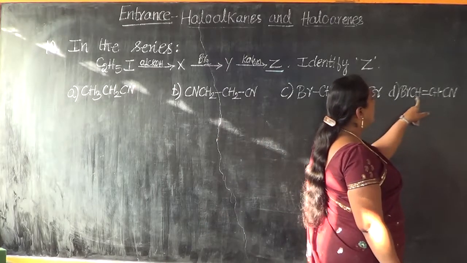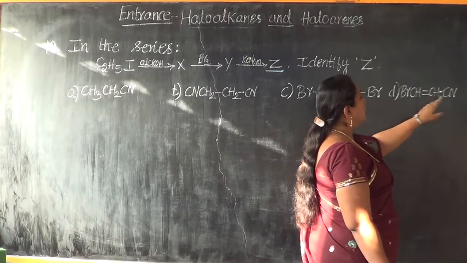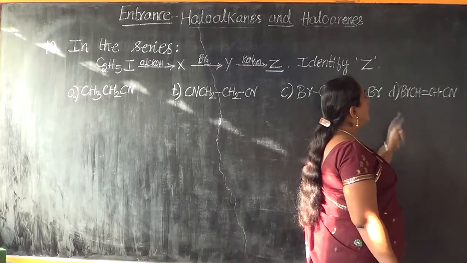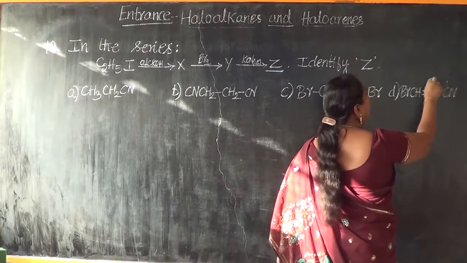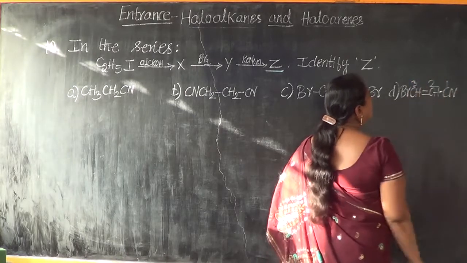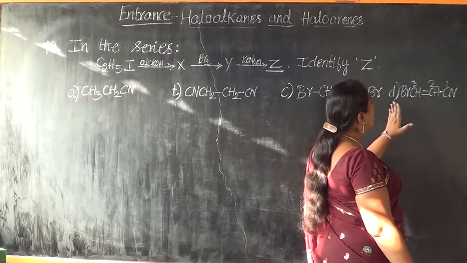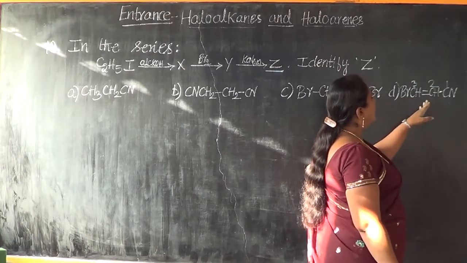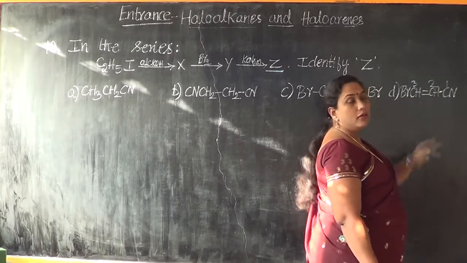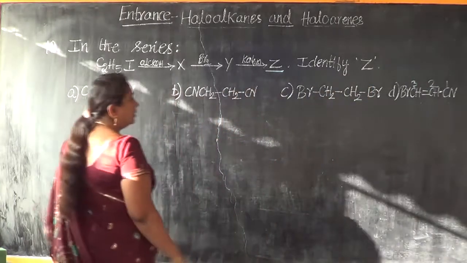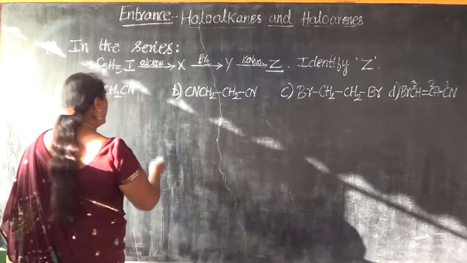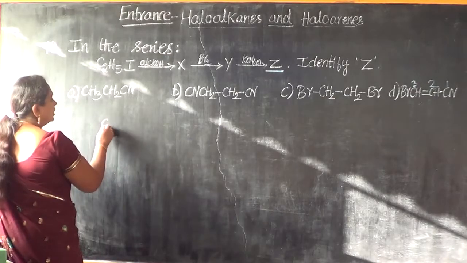this is an alkene, and on one side of the alkene there is a cyano group and on the other side there is bromo. So we should start numbering from here: 1, 2, 3. So 3 bromo propene nitrile. Is this the compound that we obtain? That's option D. Let us write the equation and find out.